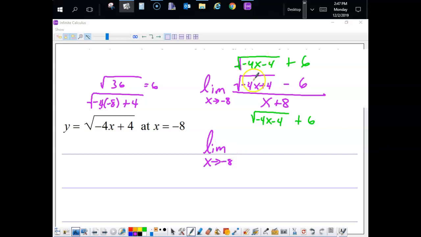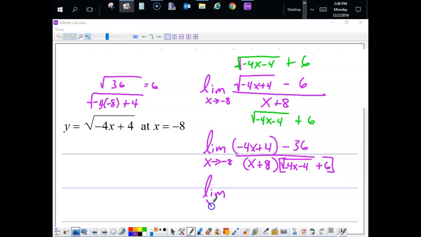So this times this would cancel out the root basically, and we'd be just left with the binomial itself. And then positive 6 times -6 leaves me with minus 36. And on the bottom we have x plus 8. And then we have our little square root expression down here as well. Okay. Combining like terms in the numerator would be next. So that would give me -4x minus 32.